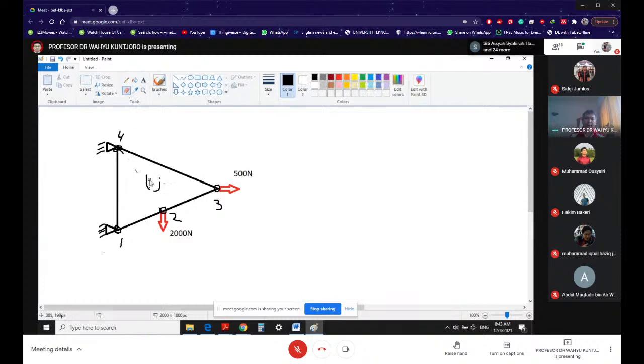You might add one more node over here, for example, node number 5. Okay, and then you can draw a line like that. Then that's fine, because now you have element number 1, element number 2, element number 3. Then you are okay. All right.